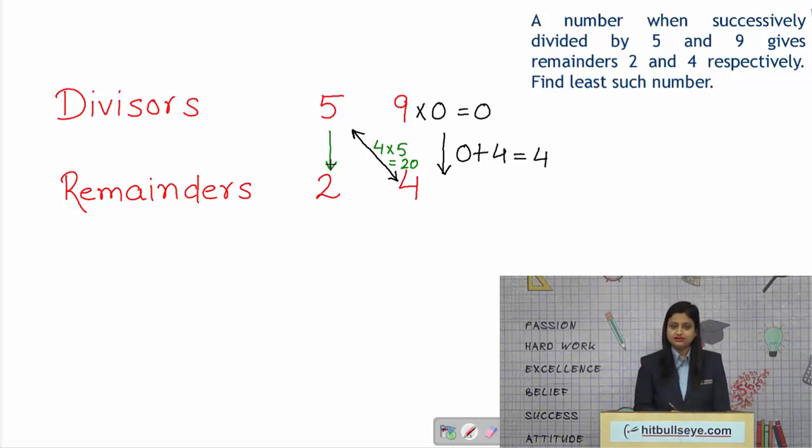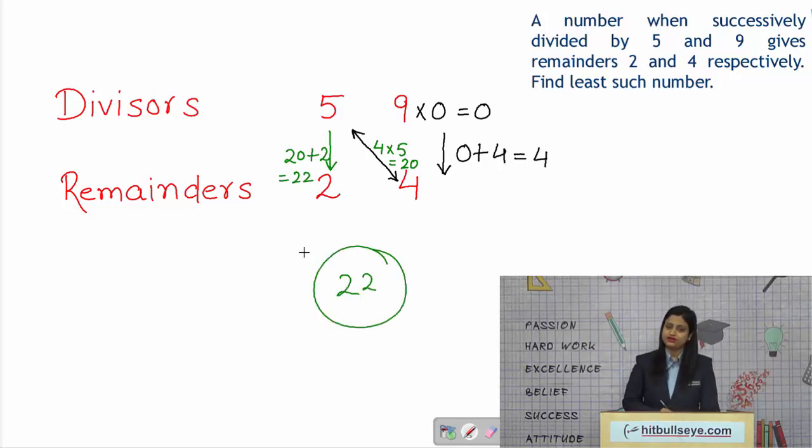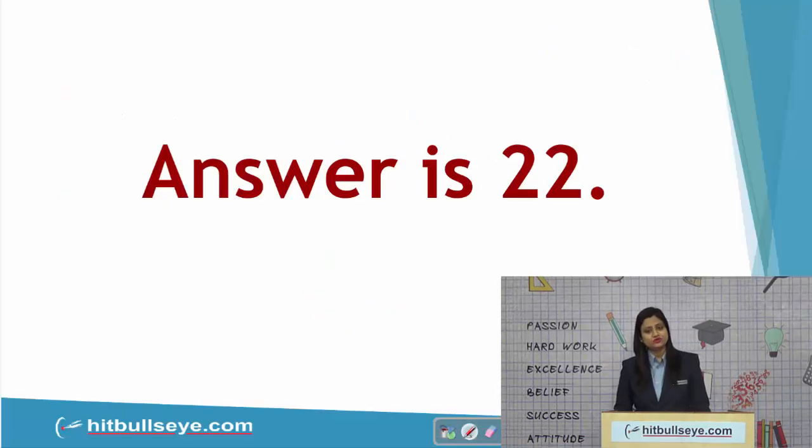Then add the remainder to this result, which will give you 22, and 22 will be the final answer for this question. Now let us move a level higher.